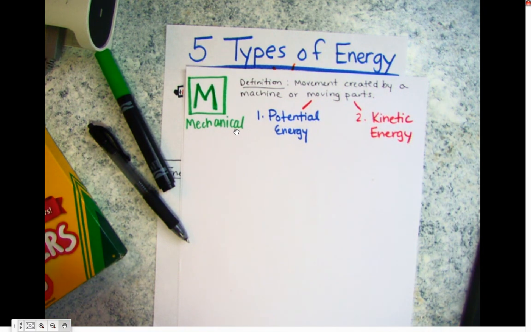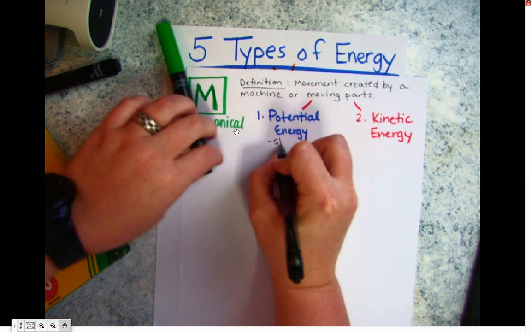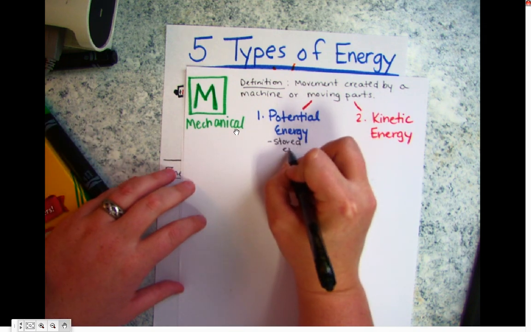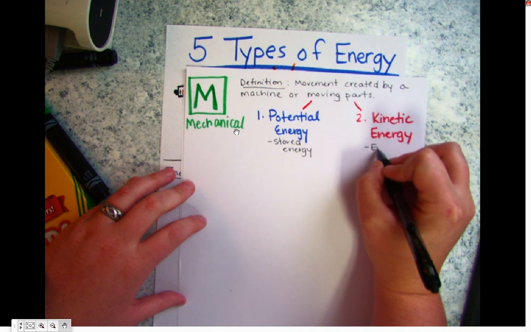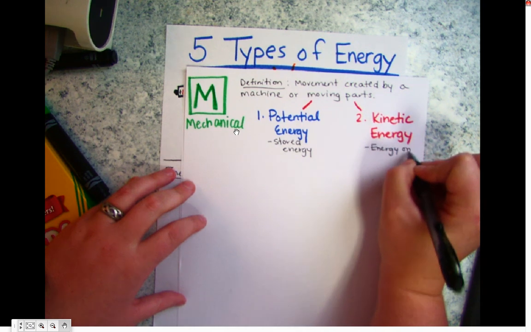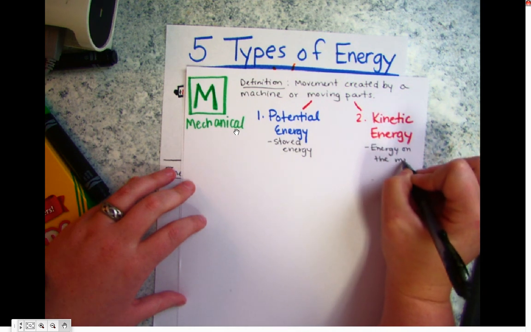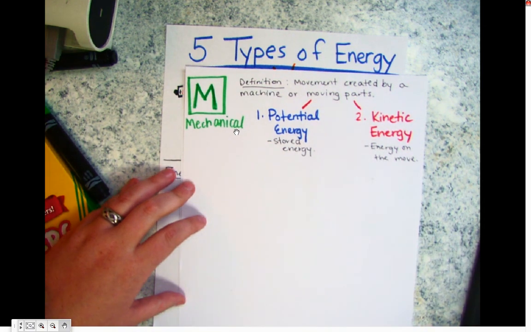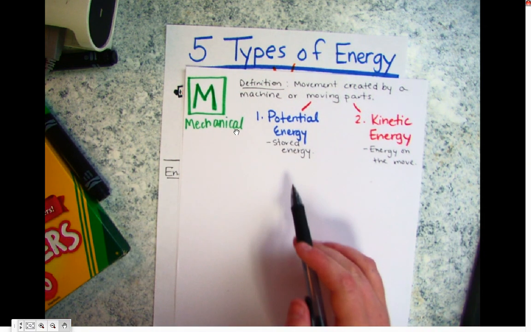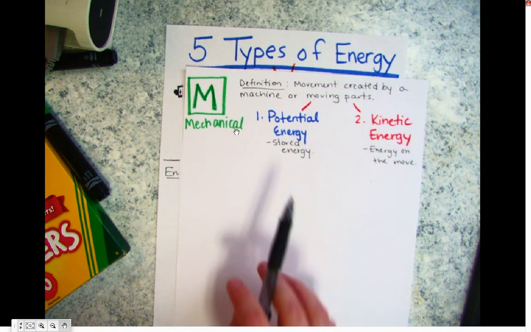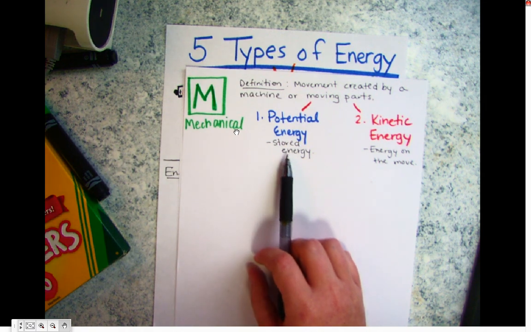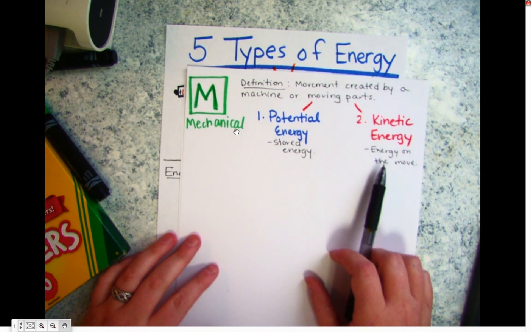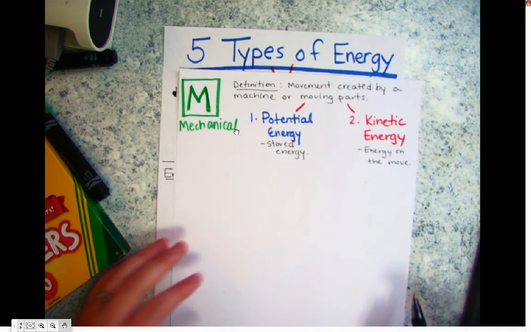All right, potential energy is simply stored energy. Kinetic energy, remember, is energy on the move. Okay, so I hope that rings a bell. Remember in class we did stored energy, maybe throwing a football, right? Before I throw the football, I have all of this potential stored up energy, and as soon as I release the football, it moves into this kinetic energy in motion.